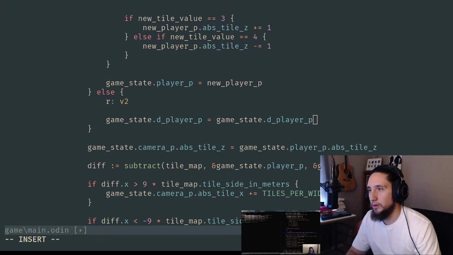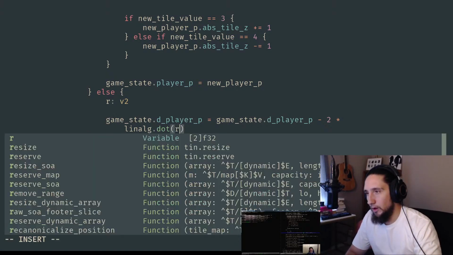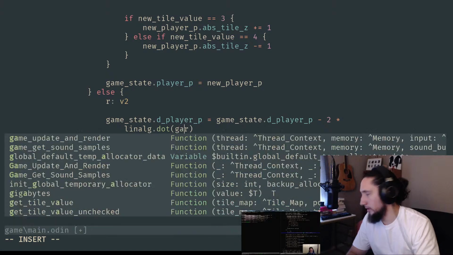So just like what he had on the whiteboard, minus 2 times the lin-alg dot dot. I'm going to break this up on a new line. And it'll be, what was it? R, whatever R is going to be. And then, is it the velocity? Yeah.